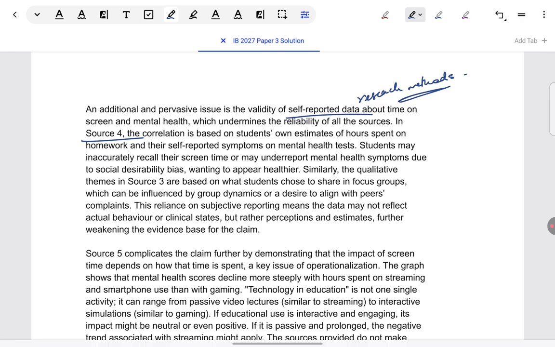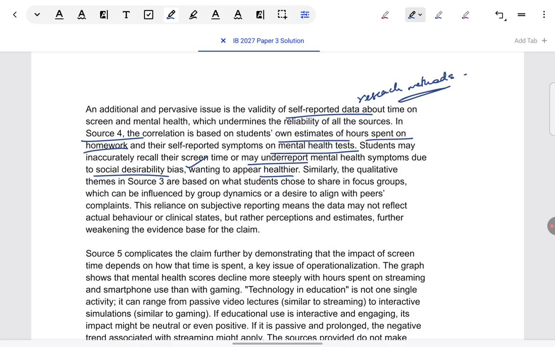So coming to source 4 specially, students themselves have estimated the hours spent on homework on the laptop and they have only answered the mental health test. In both cases they can underreport or overreport. Why they might do that, we should give some reason. Social desirability. They don't want to say that their mental health is poor. So that can reduce validity.